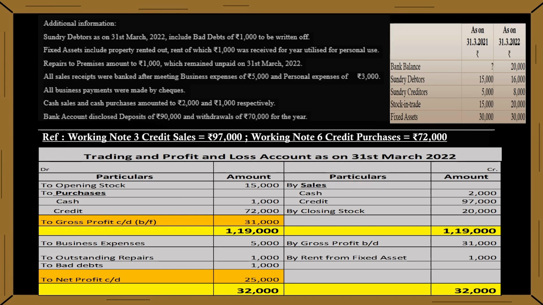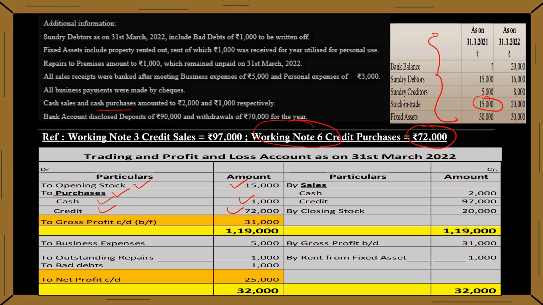See, in the working table given in the question, we have opening stock as 15,000. Write it on the debit side, to opening stock, 15,000. Next, to purchases, cash. Cash purchases is given in the question as 1,000 rupees. So, cash is 1,000. Next, if you refer to our working note 6, we would have found the credit purchases as 72,000. See the working note 6 for your reference. 72,000 is the credit purchases. Now the debit side is over.